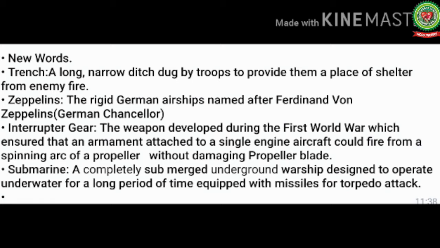Submarine: a completely submerged warship designed to operate underwater for a long period of time, equipped with missiles for torpedo attack. So it was a new development during the First World War that this war was even fought under the water with the help of submarines, where modern technology like missiles was equipped.